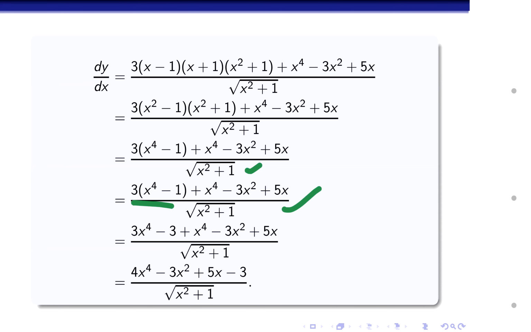3x raised to power 4, 3 times minus 1, that's minus 3, and then we have x raised to power 4 minus 3x squared plus 5x all over square root of x squared plus 1. Then you just tidy up 3x raised to power 4 plus x raised to power 4. That's 4x raised to power 4. Then minus 3x squared is here. Then you have plus 5x, then the minus 3 all over x squared plus 1. And that's the final thing you get. So this is the result of that thing, as complicated as it looks.